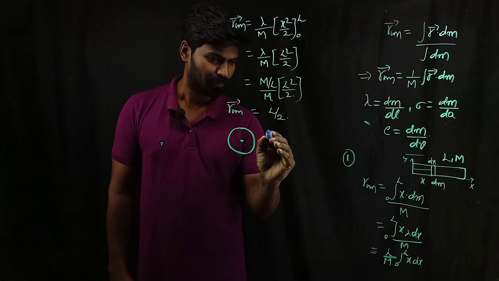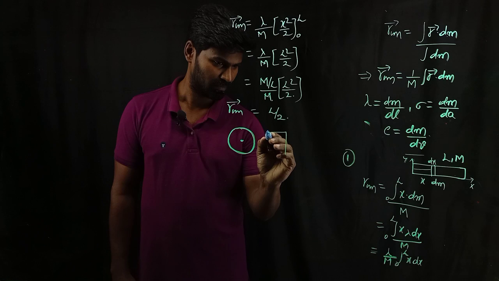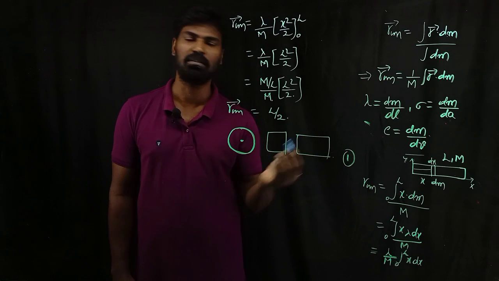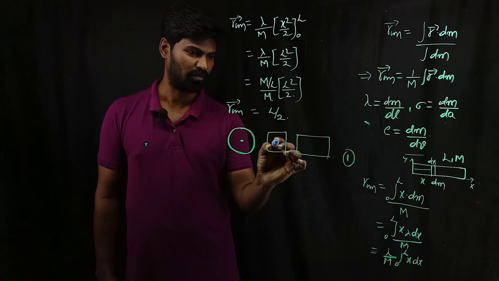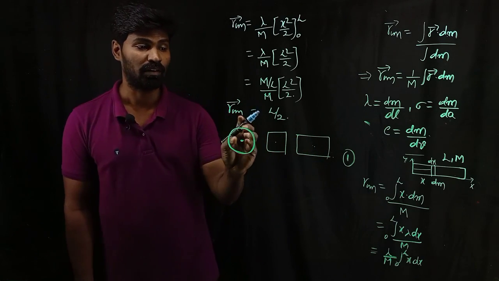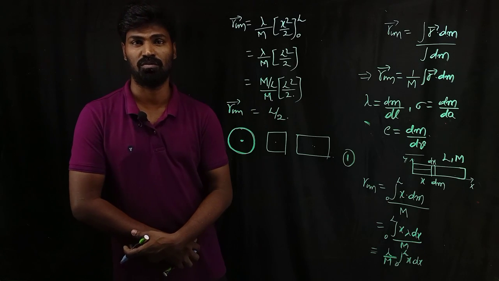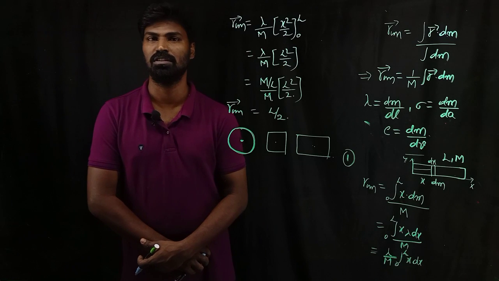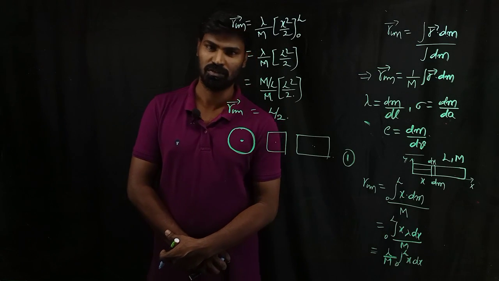If you take a square plate or a rectangular plate, for all these, by symmetry argument, what you can say is center of mass is located exactly at the center only. And do remember, this is if the distribution of mass is uniform. If the distribution of mass is non-uniform, things will change depending on how the mass is distributed.